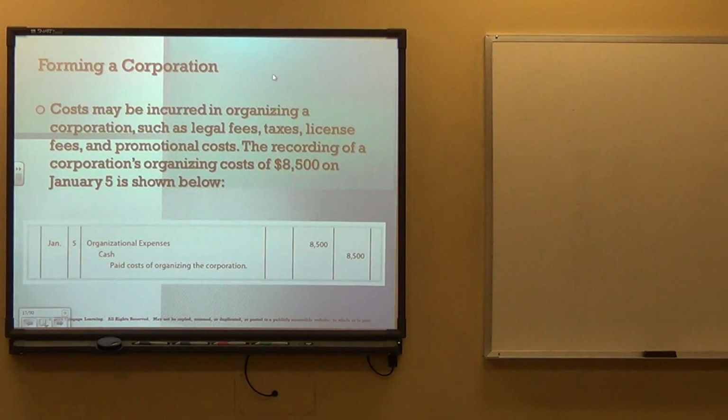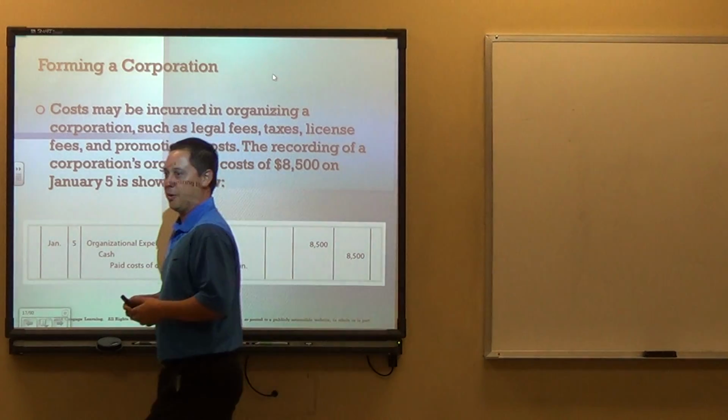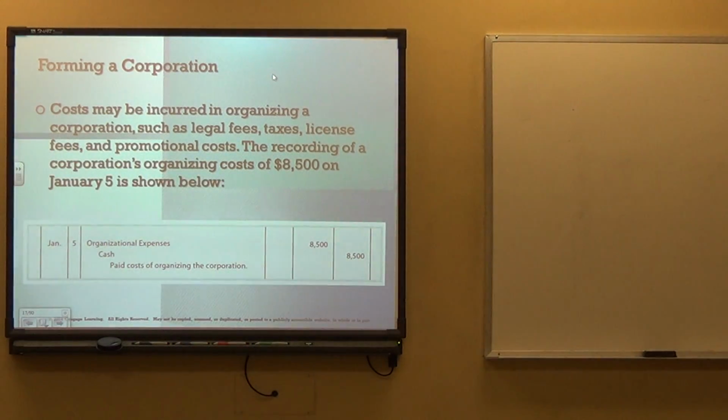And so we're going to walk through what this means, the journal entries and all that stuff, because obviously we now get to the accounting portion of all of this and what it means to us. So in forming a corporation, costs may be incurred. These are some of the costs to do that. So we have organizational expenses to set up our corporation. This may be our first journal entry there. So we have a cash outlay and then our expenses for setting up all of that.